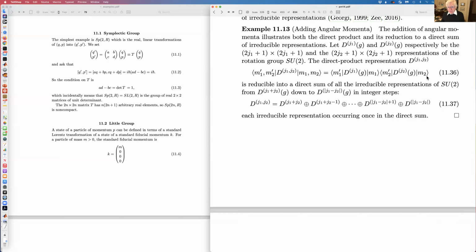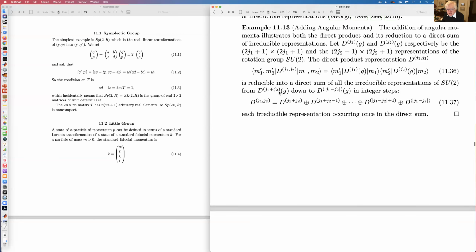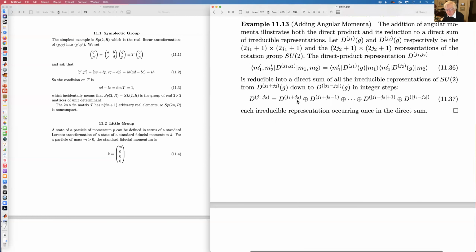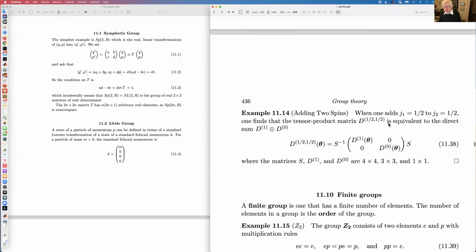they're reducible typically. And a theorem that we're not going to go through, but for SU(2), or SO(3), which is the rotation group, this composite representation D of J1, J2, is a direct sum of all these irreducible representations from D of J1 plus J2 down to D of the absolute value of J1 minus J2. Let's do an example here.